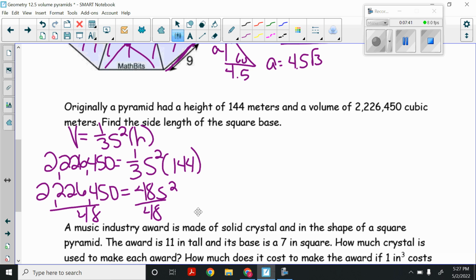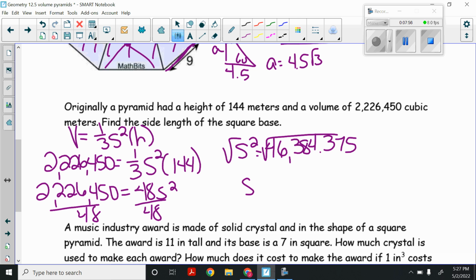So now I have S squared is equal to 46,384.375. But I don't want S squared, so I take the square root of that. So I get that S is approximately 215.4 meters. So the side of that square pyramid was approximately 215.4 meters. A really big square pyramid.